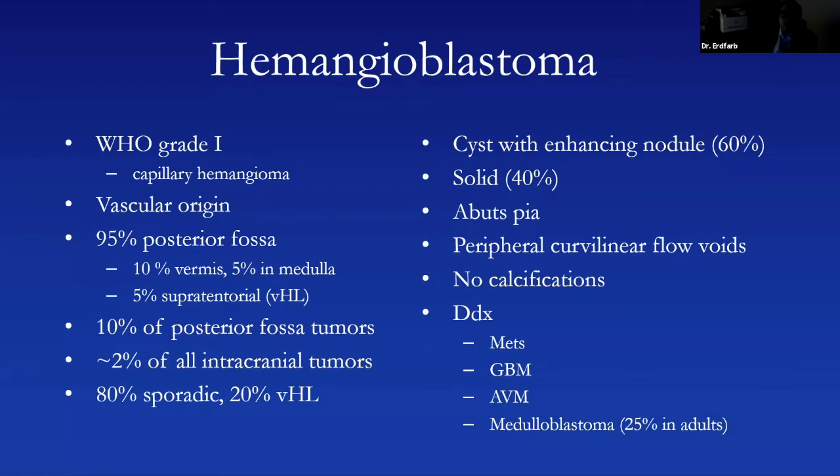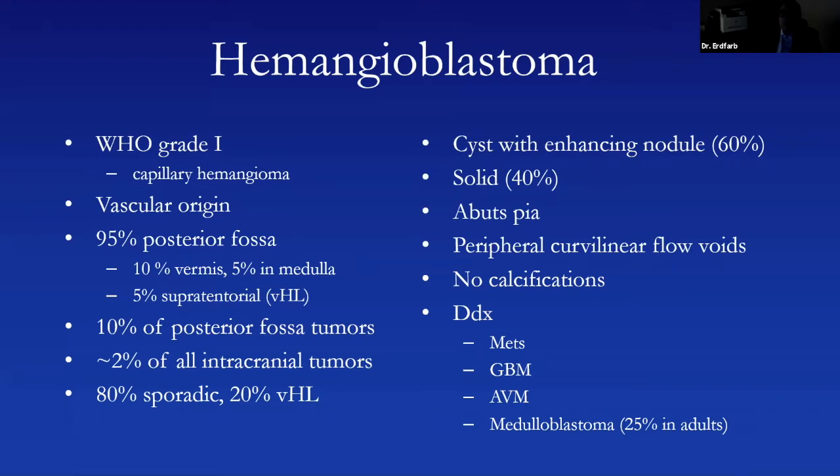Again, also grade 1. It's a vascular lesion, and they're almost predominantly seen in the posterior fossa in adults. If you have von Hippel-Lindau, you'll start to see them in other places. Supratentorially, you'll see them on the spinal cord. One of the things that makes them somewhat easy to identify is they tend to have a tremendous amount of associated edema, especially in the spinal cord. So if you see that lesion, it would move you in that direction.